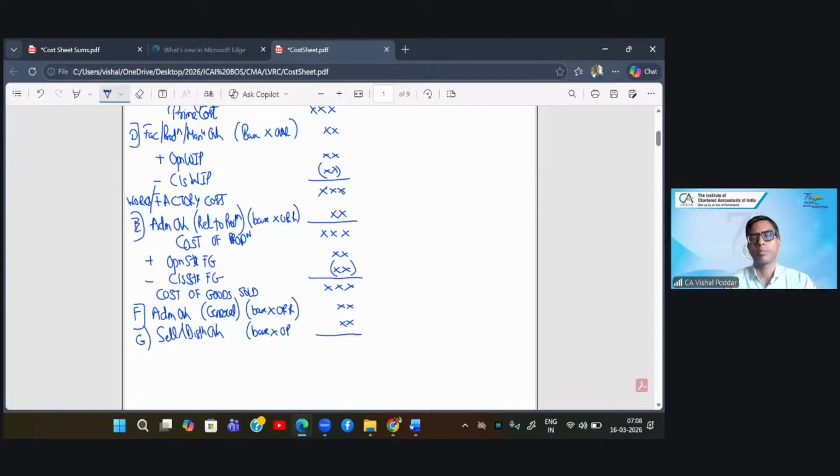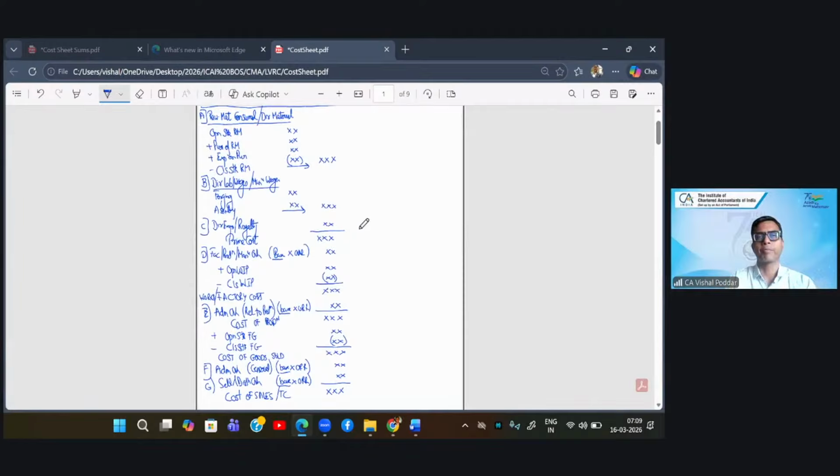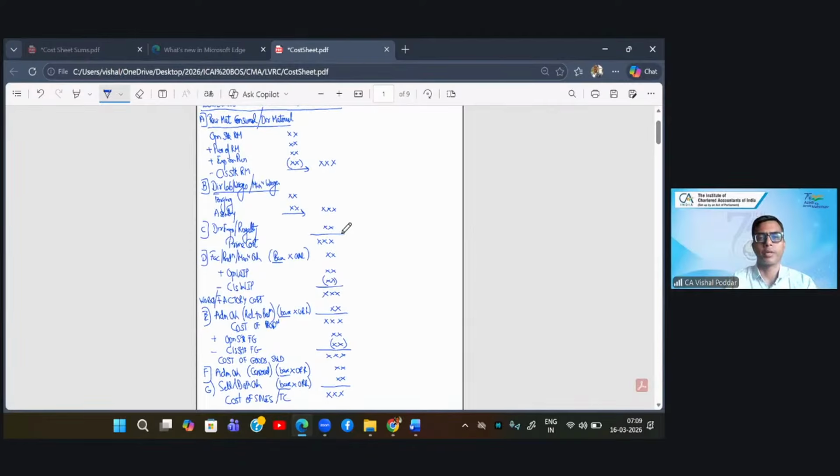So if the ORR is given per machine hour, you will multiply the rate by machine hours. If it is given as a percentage, let us say of factory cost, we will multiply the percentage by factory cost. So that is the base. If the percentage is given as a percentage of factory cost, factory cost becomes the base. If the percentage is given as a percentage of direct labor cost, direct labor cost becomes the base. So you multiply it. Now this total is your cost of sale, or in very simple words, total cost. So students, this is broadly the format of the cost sheet, right?